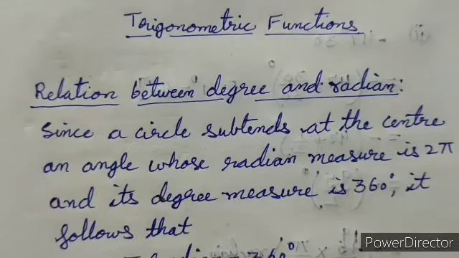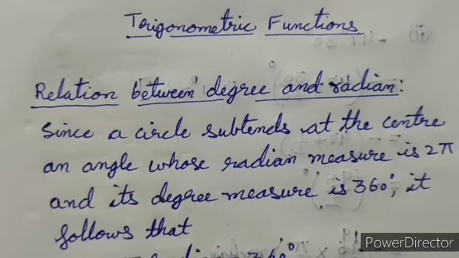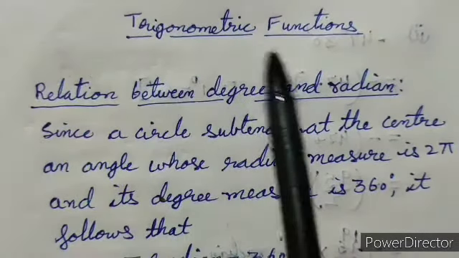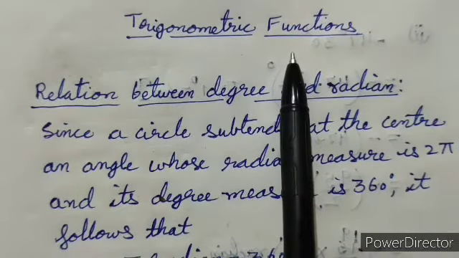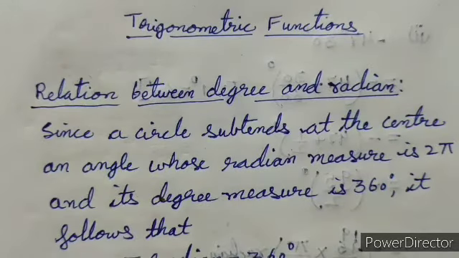Hello students, with this video we will start the third chapter of NCERT, that is trigonometric functions. Now let us start with the introduction to the exercise 3.1. Here we shall describe two units of measurement of an angle which are mostly used, that is a degree measure and a radian measure.